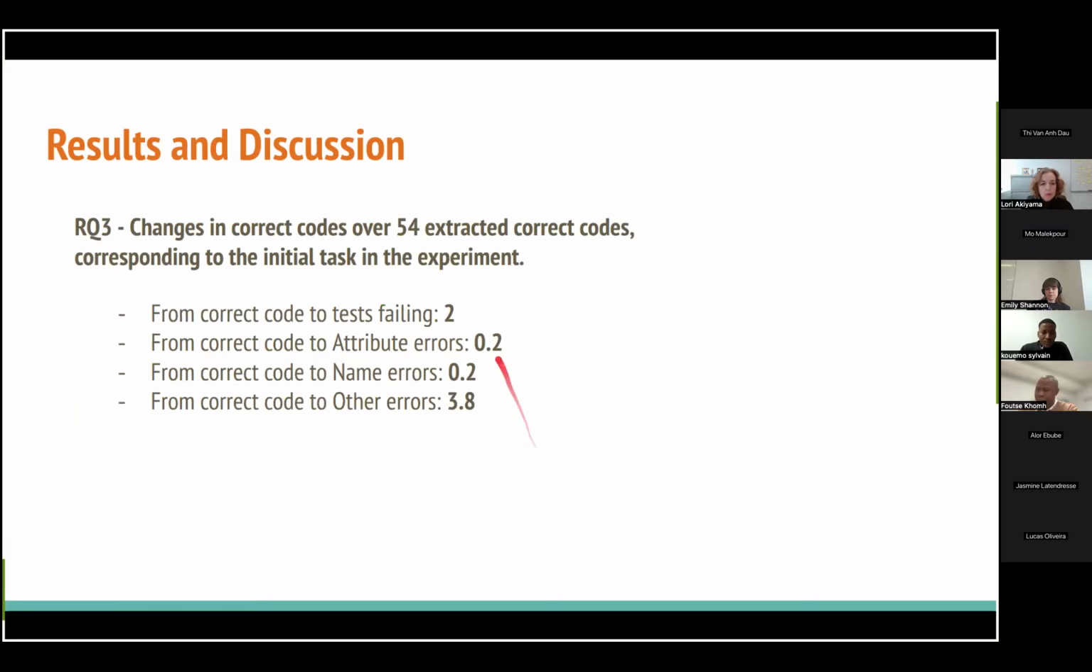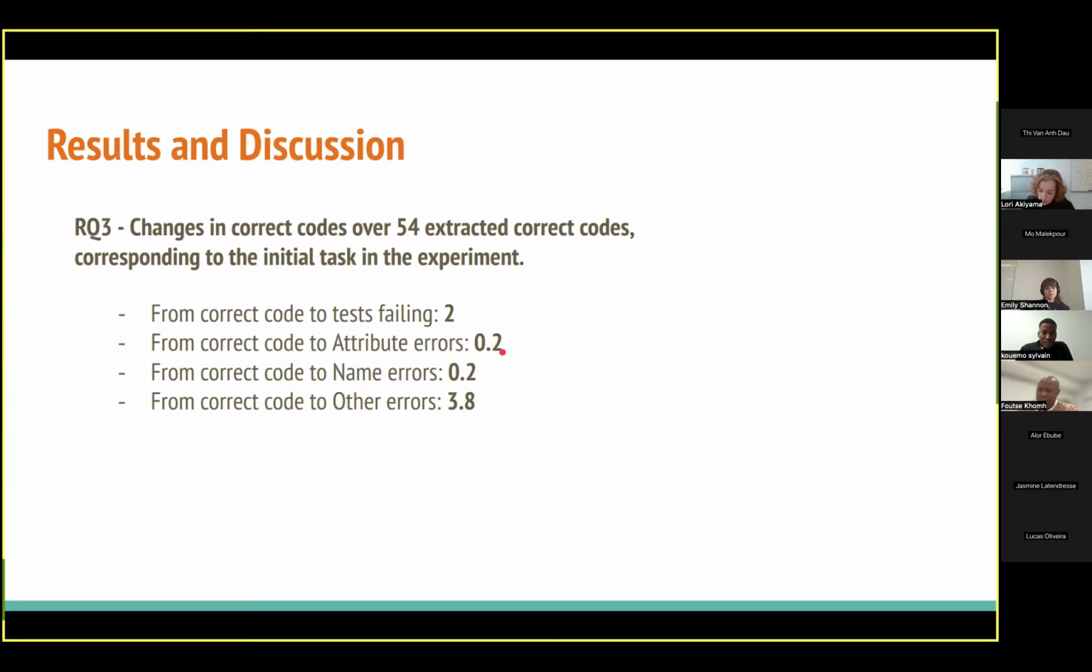And then, at the end, when asking ourselves what the impact of our process is on correct generated code, we experimented on 54 correct codes corresponding to the initial task. From it, we got 2 test failings. Here we executed this process 5 times, which is why we can see these mean measures. From the correct code, we saw an insertion of 0.2 attribute errors.